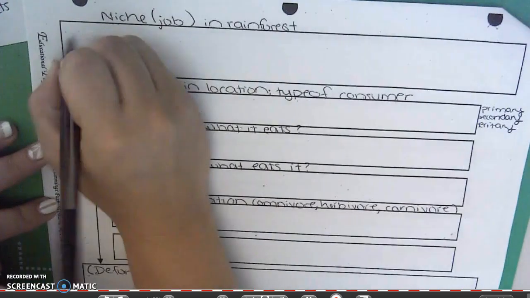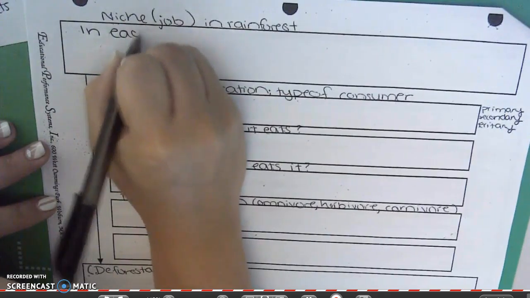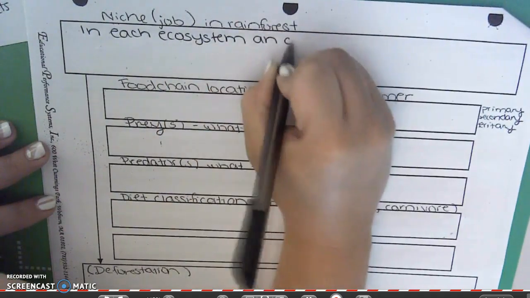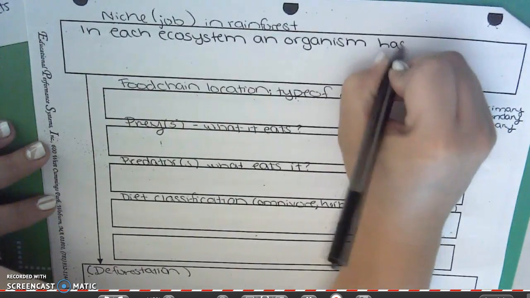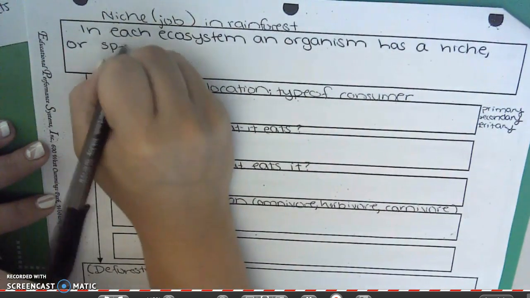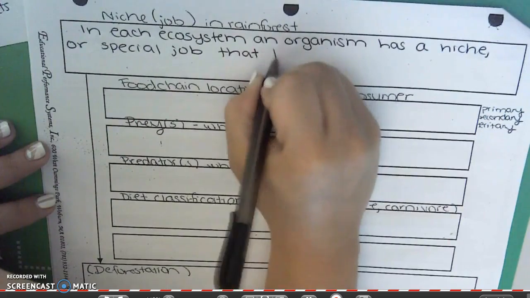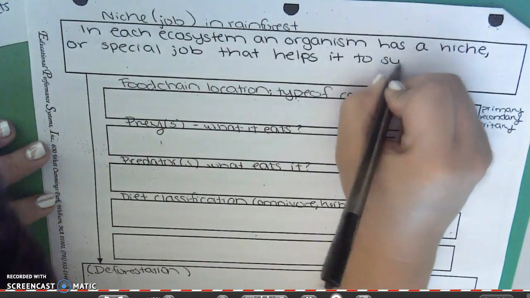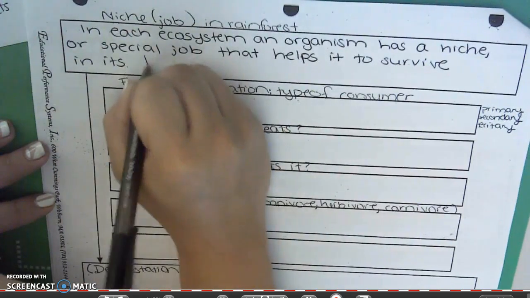So I'm going to start off by saying, in each ecosystem, an organism, which is another word for animal, has a niche, comma, or special job that helps it to survive in its habitat.